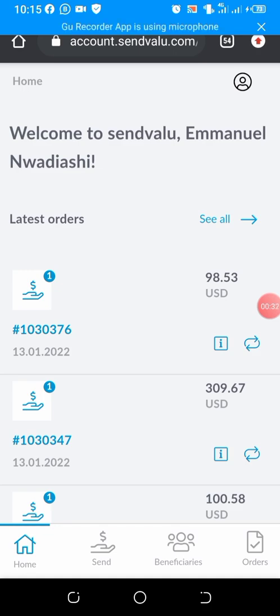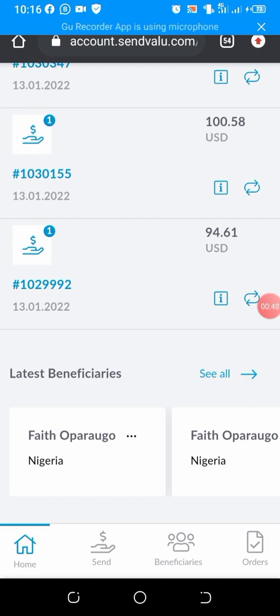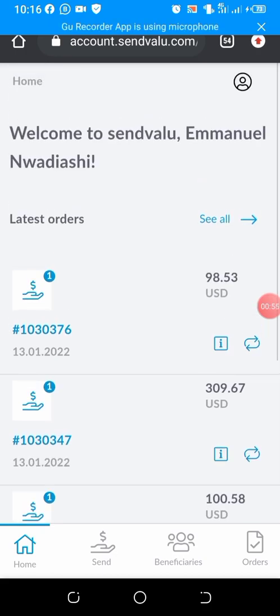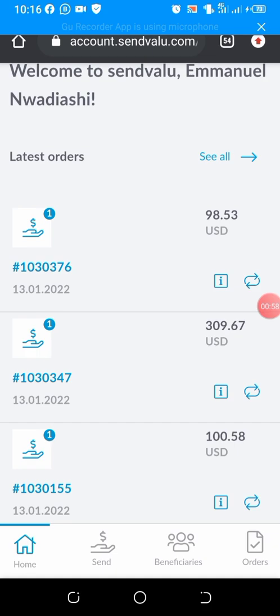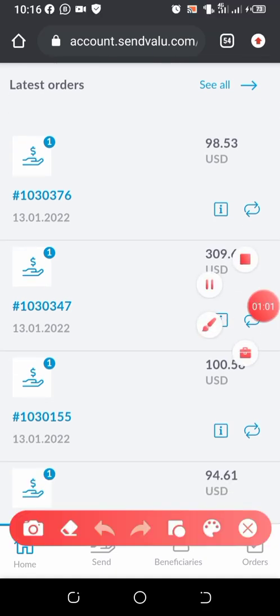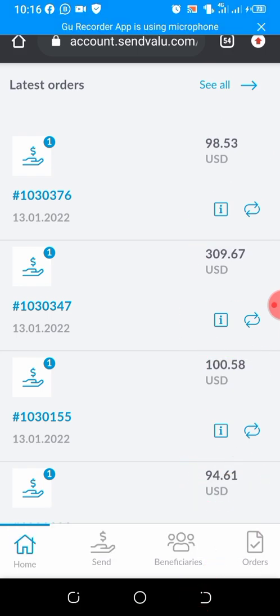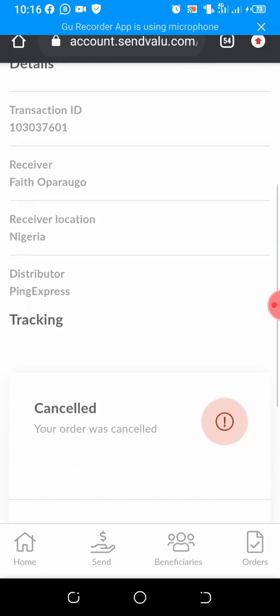Some 2 weeks or thereabout ago, I discovered this platform, and straight away I went on to do a transaction with them. And the first transaction, of course, went through. But then when I tried three other transactions, this and this, they didn't go through. This was the only one that went through. If I click on this information, you would see that it says cancelled.